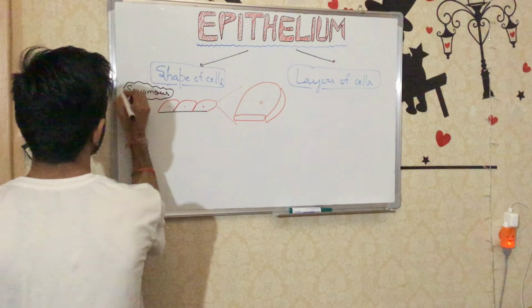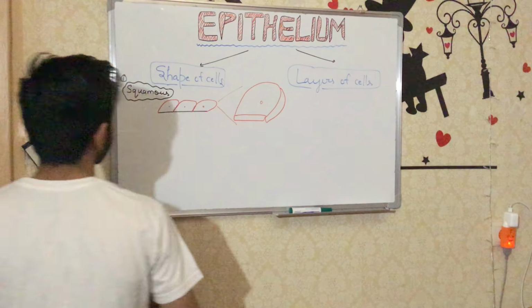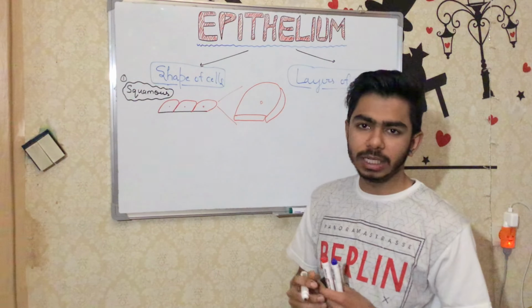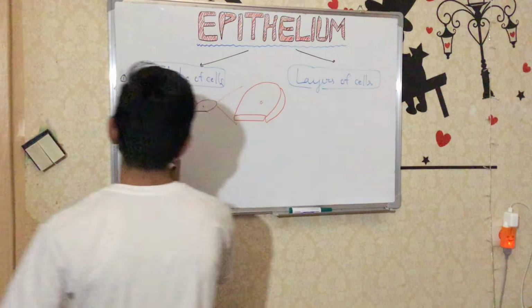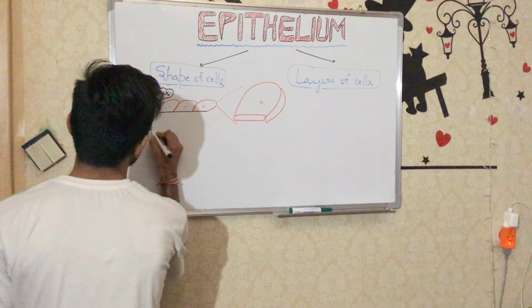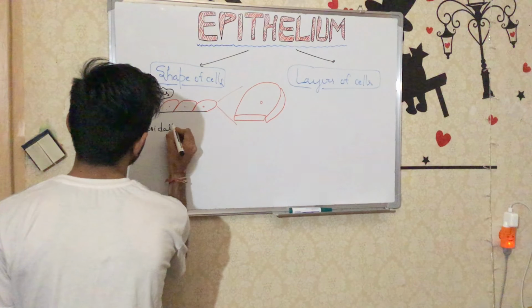So this is the first one. On the basis of the shape of the cells, they could be squamous or flat shaped cells. Further, they could be cuboidal in shape.